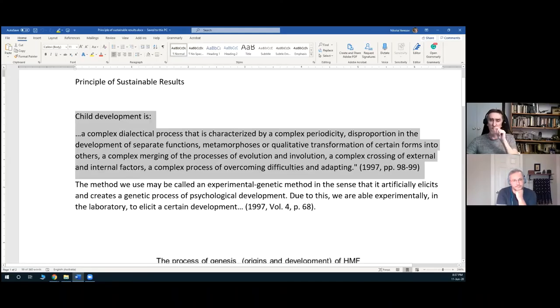In this quotation, he is saying that we will never understand child development without changing our view. And the change of view is that child development is a complex dialectical process characterized by metamorphosis. And metamorphosis is the term he took directly from Hegel. But as if he is afraid we do not understand what it is, he says metamorphosis, which is qualitative transformation of certain forms into others.